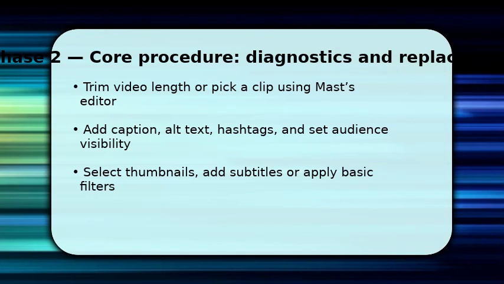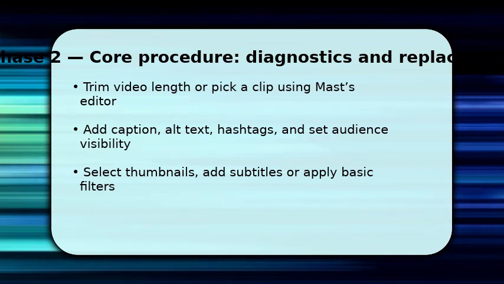Once the video arrives in Mast's Composer, you'll compose the post. Trim to the exact clip you need and choose a thumbnail. This improves engagement. Then add a clear caption and include alt text for accessibility.